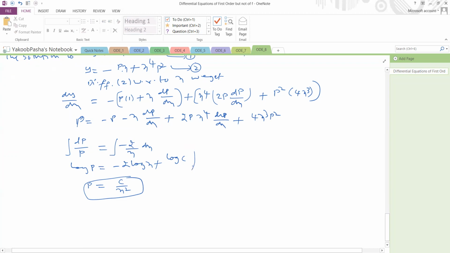Therefore, from equation 1 we have y plus p is equal to c by x square into x is equal to x power 4.